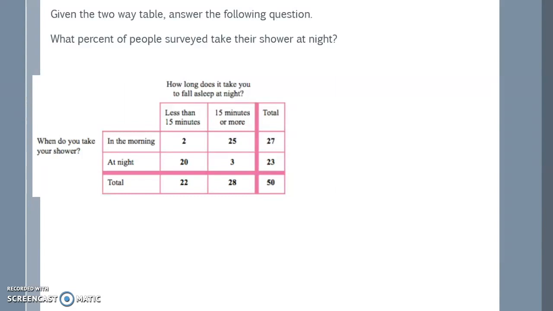Given the two-way table, answer the following question. What percent of people surveyed take their shower at night? So, of the total people of 50, there are 23 who take their shower at nighttime, so 23 out of 50 is 46%.